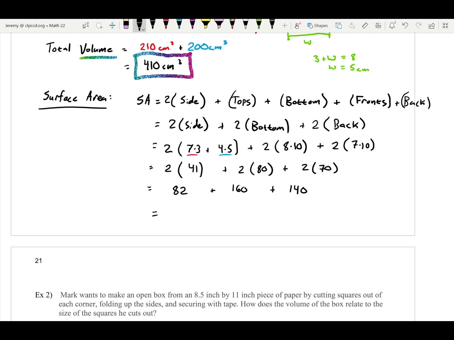So it looks like I am getting 382, assuming all my arithmetic is correct here. I think we're good.